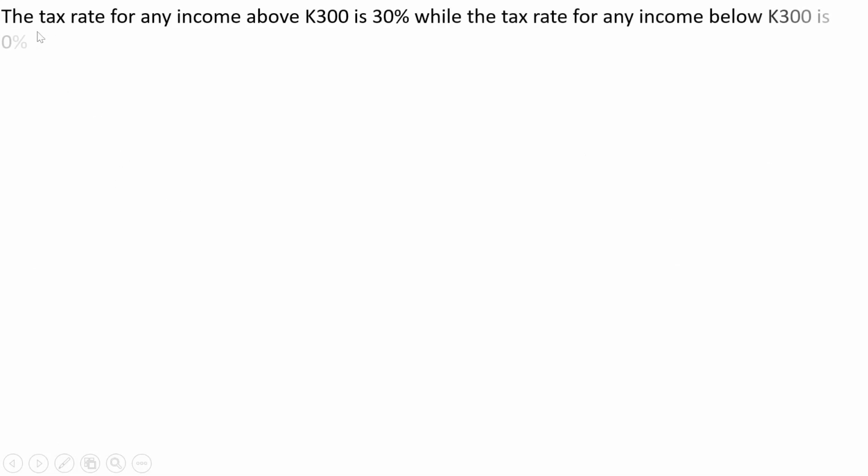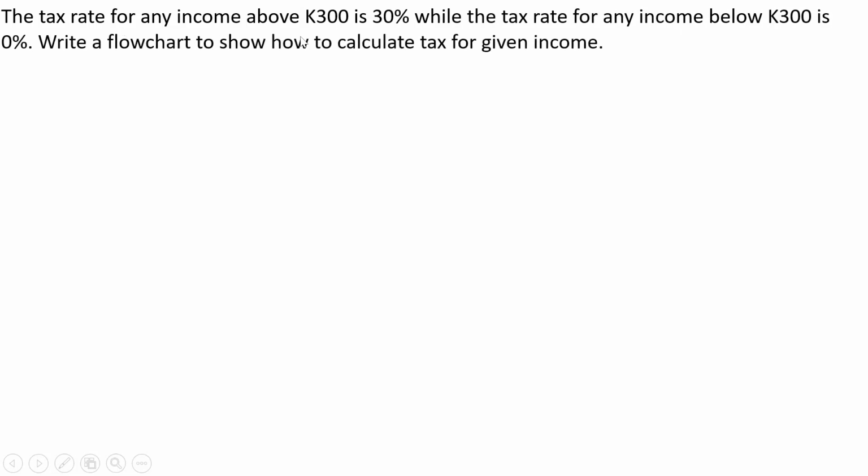Then next you move to the next example, which says the tax rate for any income above 300 kwacha is 30%, while the tax rate for any income below 300 kwacha is 0%. Write a flowchart to show how to calculate tax for a given income.